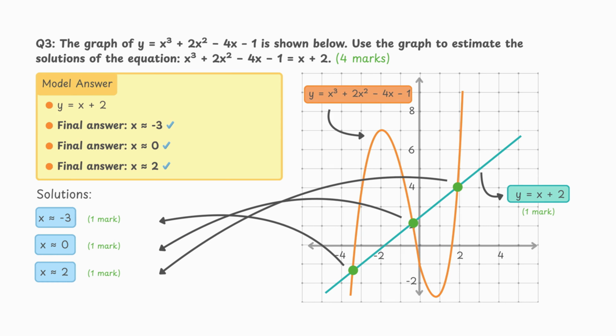Now take a moment to reflect on what we have done. This time, we had a cubic graph and a straight line. Because a cubic graph can curve up and down, it can intersect a straight line more than twice. That is why we have 3 solutions in this case. So always remember this key idea. When solving equations using graphs, draw both graphs, find all the points where they meet, and read off every x value carefully. Each intersection gives you 1 solution.